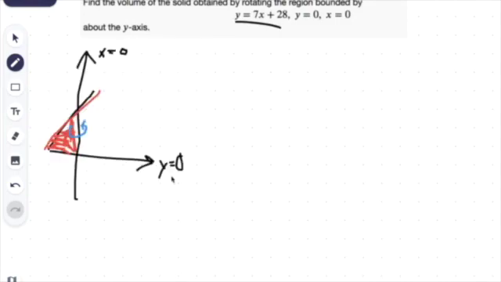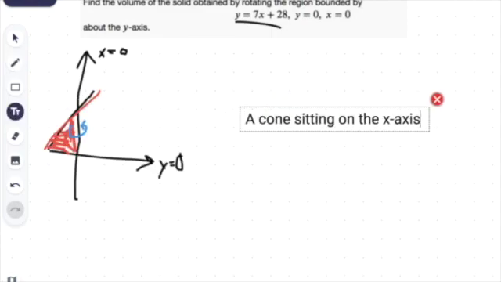So I want you to take a minute and think about how you would describe this in words. Pause the video and you can come back. I hope you actually did the exercise. This is going to be a cone sitting on the x-axis, or whose base sits on the x-axis. And now our job is to find the volume of that cone.